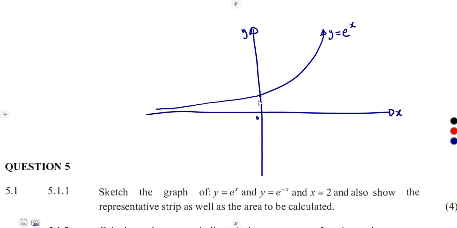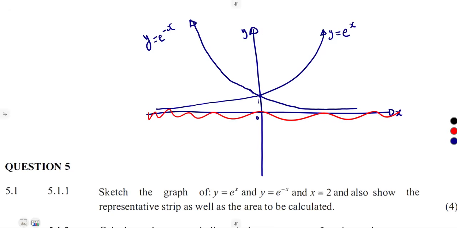So this graph crosses the y-axis at 1, where x is equal to 0. And when it is a negative, it will be in this side and tending to reach the x-axis, just like the previous case. So that is for y is equal to e to the exponent of negative x, passing through 1 as the y-intercept, and the x-axis as the asymptote. It cannot cross the x-axis.